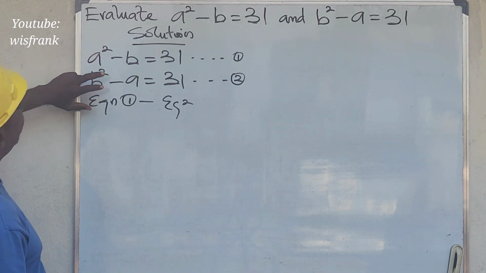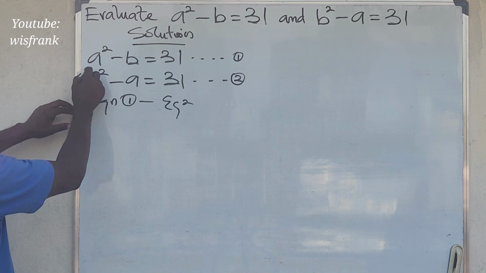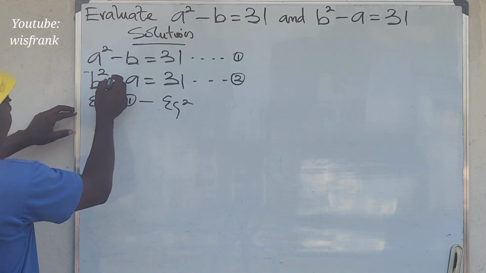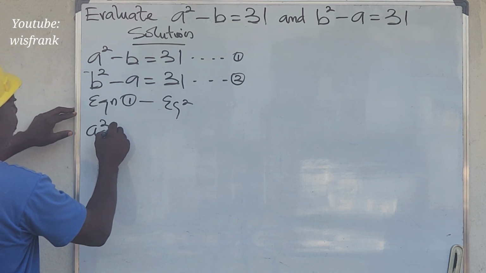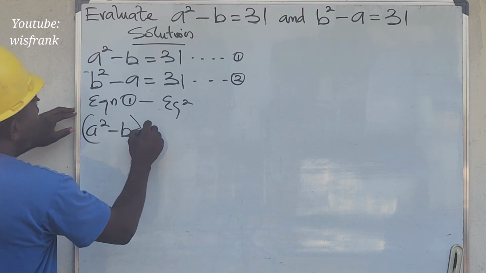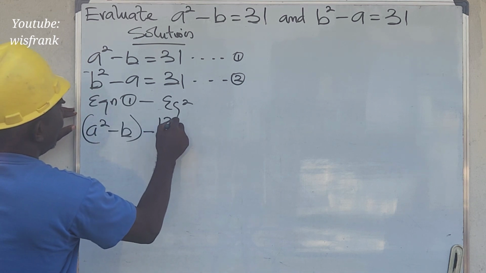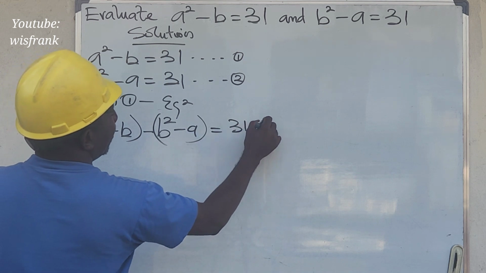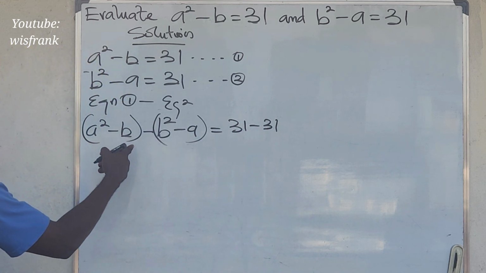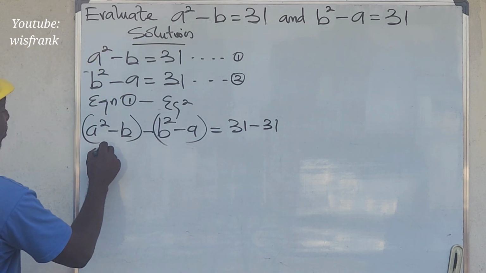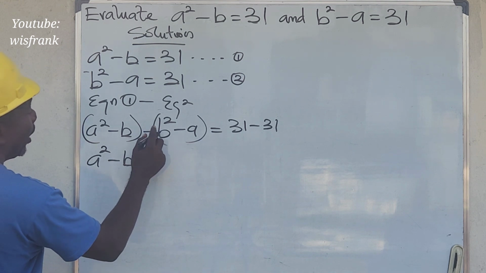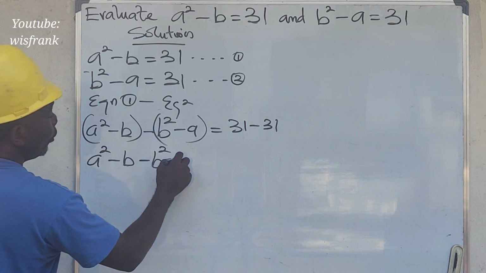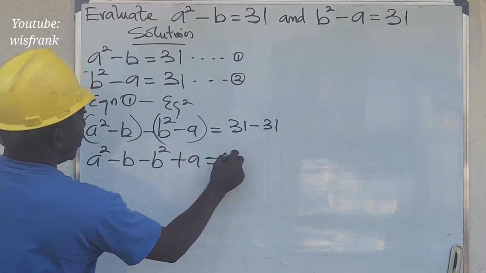Equation 1 minus equation 2 will give us a to the power of 2 minus b, then minus b to the power of 2 minus a, equals 31 minus 31. So this gives us a to the power of 2 minus b to the power of 2 plus a equals 0.